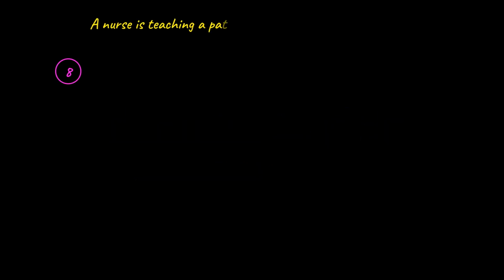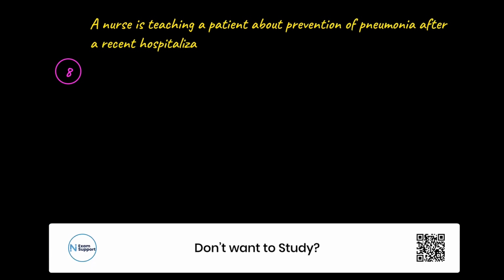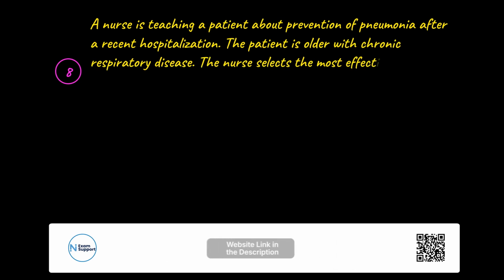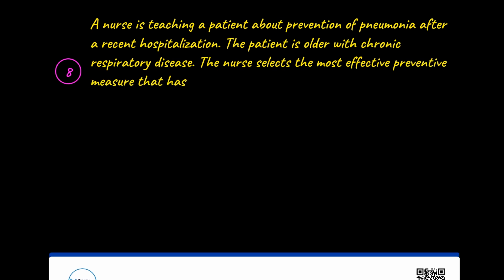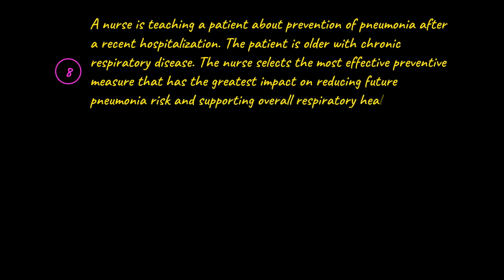Question 8. A nurse is teaching a patient about prevention of pneumonia after a recent hospitalization. The patient is older with chronic respiratory disease. The nurse selects the most effective preventive measure that has the greatest impact on reducing future pneumonia risk and supporting overall respiratory health and well-being long-term.